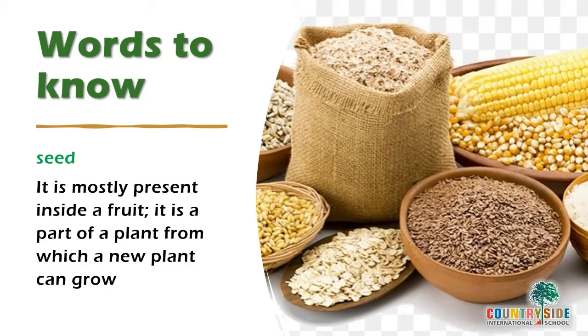Seed. As we studied, it is mostly present inside a fruit and it is a part of a plant from which a new plant can grow. Have we talked about it in the last lecture? A small seed can grow into a new plant with right amount of air, water and sunlight. And you mostly find these seeds inside the fruit.